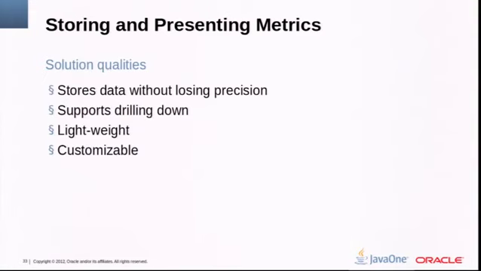It stores data pretty much without losing precision. We have spent so much time building a solution which reports latency and throughput with precision, and if the storing solution dilutes this precision, the purpose would be defeated. We need some ways of storing data which would maintain this precision.